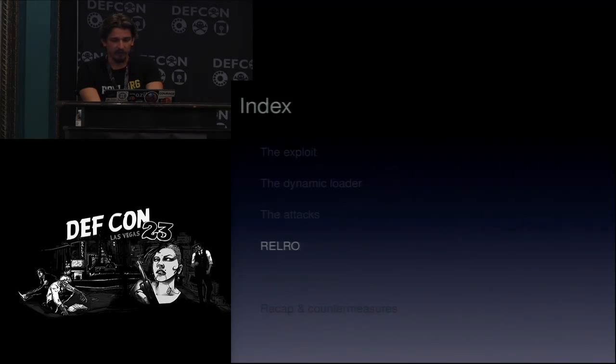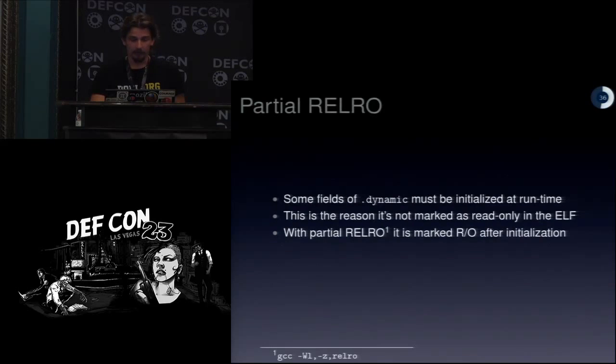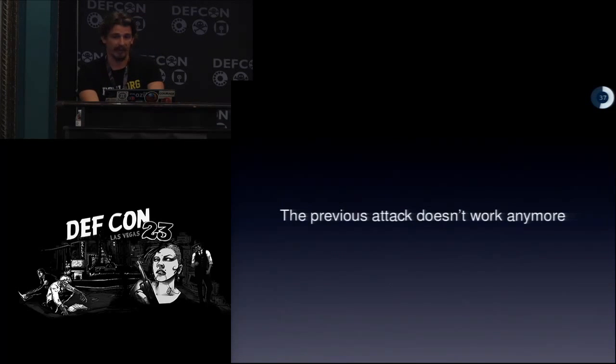Okay, but this approach is still quite naive, because we were not the first people thinking about this. The developers of compilers, and in particular of the linkers, developed a protection called relocation read-only, or RELRO for short, which is a binary hardening technique which prevents exactly the attack we just described. Why is the dynamic section writable? It's simply because there are some entries that we did not describe yet, which have to be initialized at runtime. So it has to be writable when you start your binary, but after you initialize them, you can mark that section as read-only. That's exactly what the RELRO protection tells the dynamic loader to do. And so our previous attack doesn't work anymore.